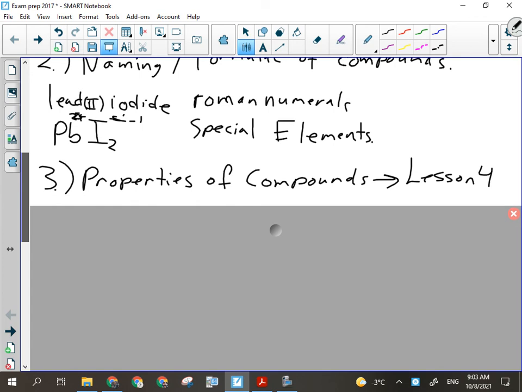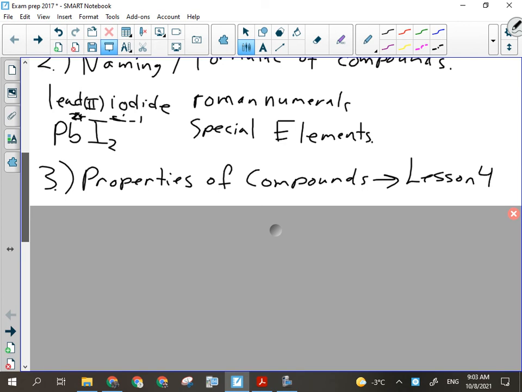Okay, properties of compounds, lesson 4. This is important because we did a lab on it. If we were going to spend the time to do a lab, properties of compounds is important.